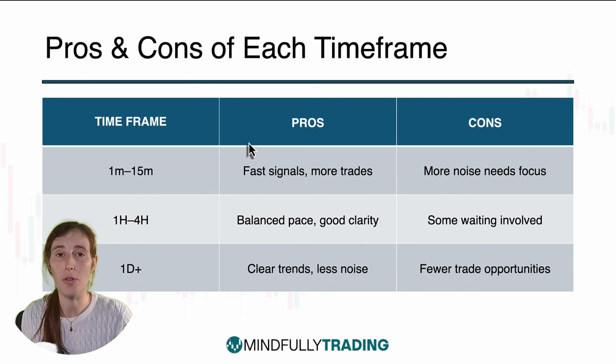The 1 hour to the 4 hour time frame. This can be a balanced pace. It can provide a good clarity. You can easily identify trends and momentum, but it does involve more waiting. So you have to be more patient with this time frame. The 1 hour to the 4 hourly time frame, most often used by swing traders, can be very useful if you have a busy lifestyle or if you are trading around a full-time job. It can be easier to dip in and out of positions using this time frame.